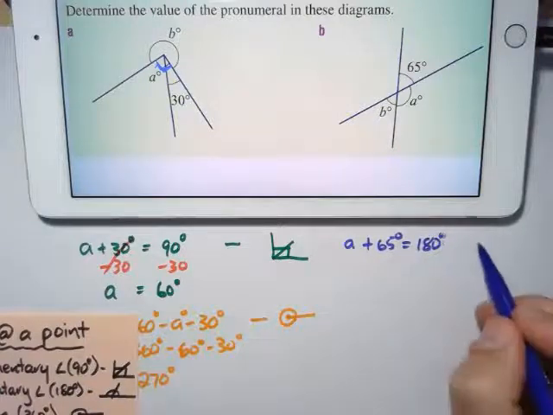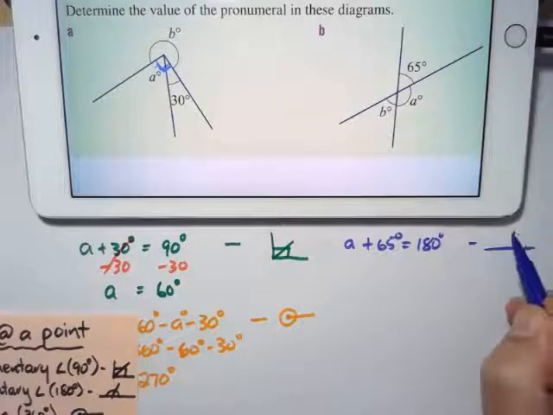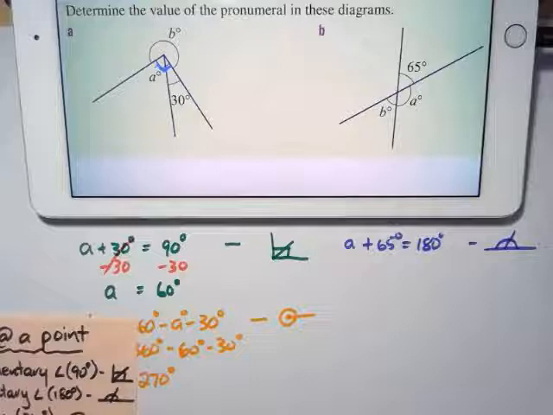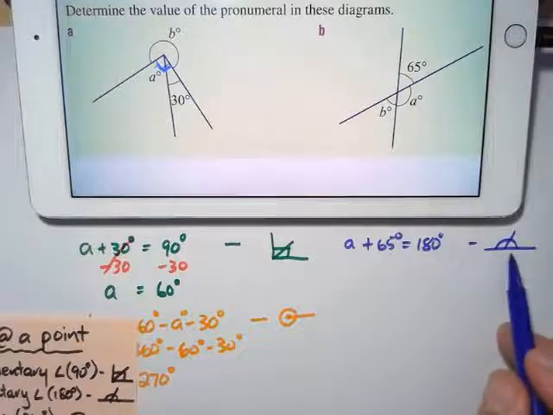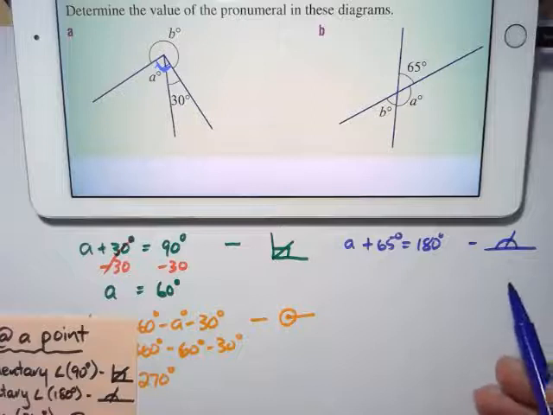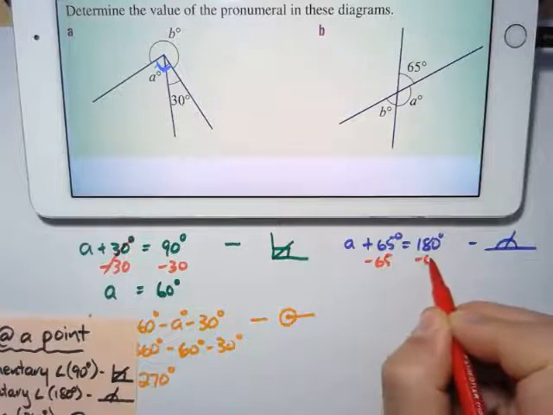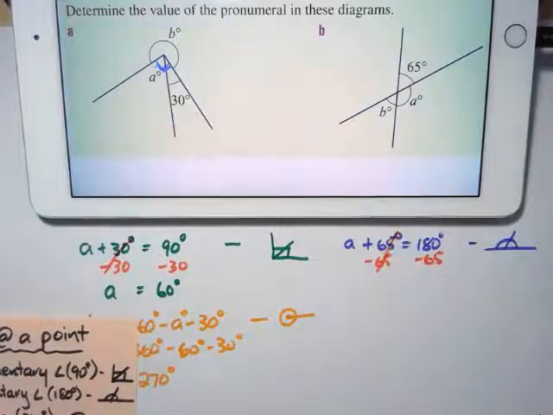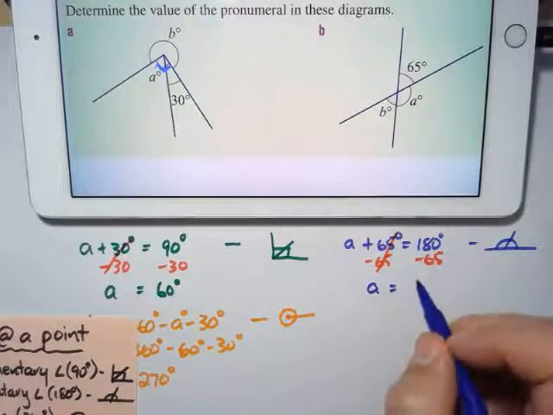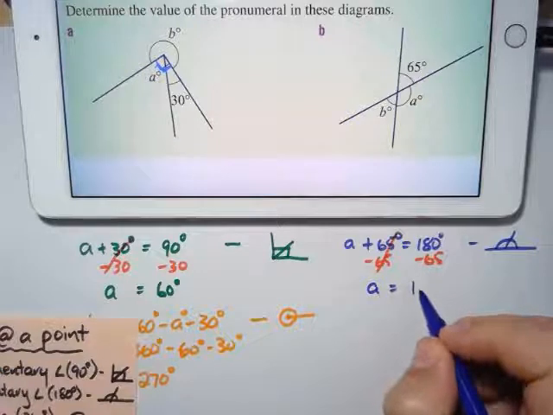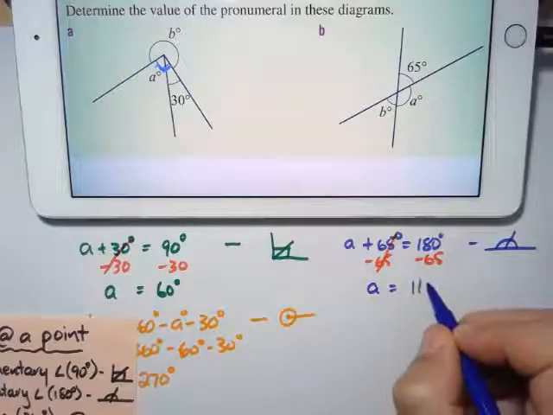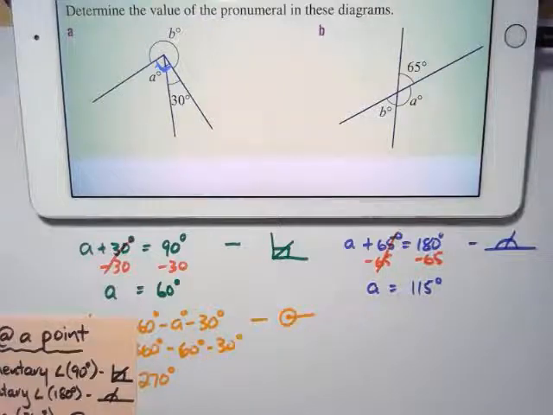What's the reason for saying this? The reason is they are supplementary angles. Together they give us 180, they're supplementary. So instead of writing supplementary, you have to say that. You have to do one of the two. Now I want to solve for A, so I'm going to take away 65 on this side, take away 65 on this side. Okay, 65 take away 65 is 0. A equals 180 take away 65, and the answer is 115 degrees.